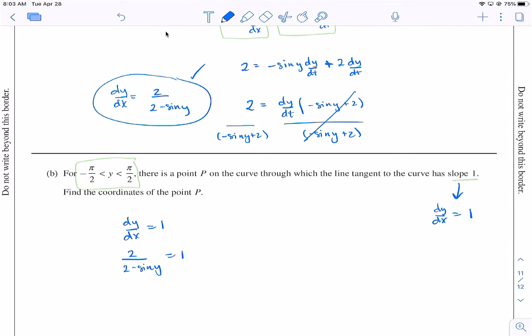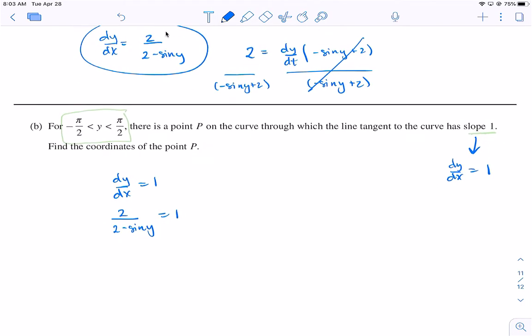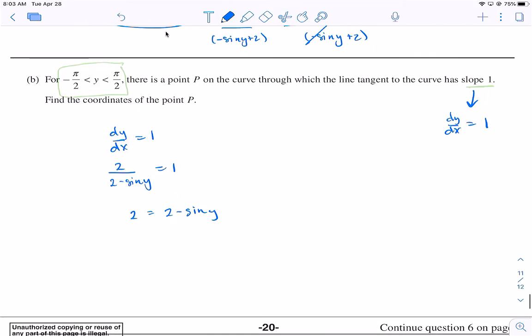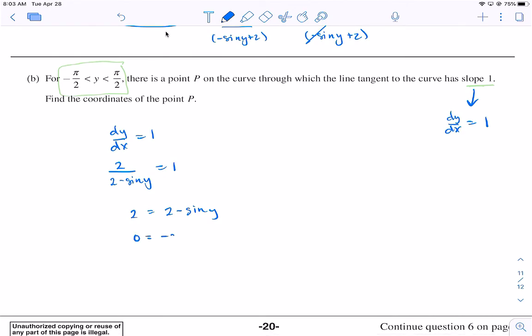I'm trying to find the point on the curve where this is true, so I need an x-coordinate and a y-coordinate. Let's see if we can solve this for y. I would multiply by the denominator, and multiplying it over times 1 just gives us that. I could subtract 2 from each side, so I'd get 0 equals negative sine y. I could divide by a negative, so I just get sine of y equals 0. We need to solve for y.